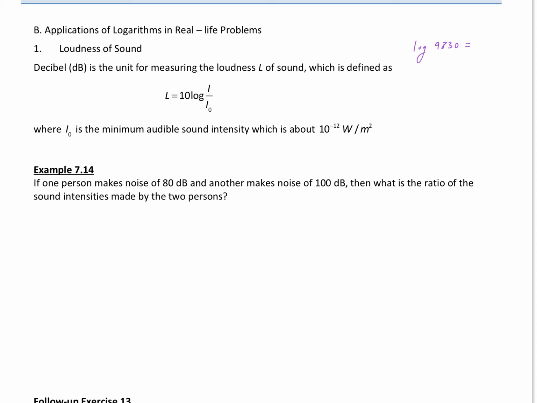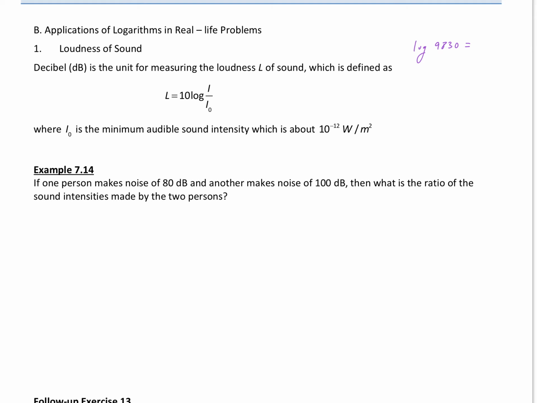Decibel is the unit for measuring the loudness of sound. This is the definition of the decibel. L is equal to 10 times log of I over I0. This I is the sound intensity we received. How about I0? This is the minimum audible sound intensity. That means it's the sound intensity we can just hear, which is equal to 10 to the power negative 12.